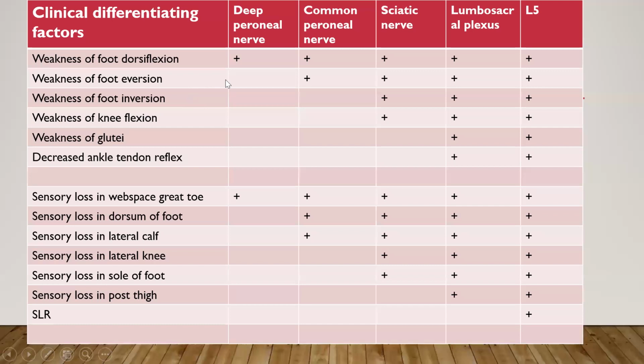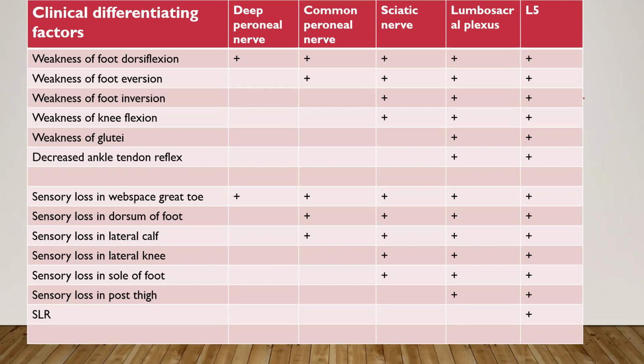Deep foot eversion is affected. Deep peroneal nerve doesn't involve the foot eversion. Foot eversion is spared in deep peroneal neuropathy. In the rest, foot eversion is involved. Then inversion. Inversion is the point which differentiates between the common peroneal nerve versus sciatic nerve. Foot inversion. And another thing that differentiates is, of course, the gastrosoleus.